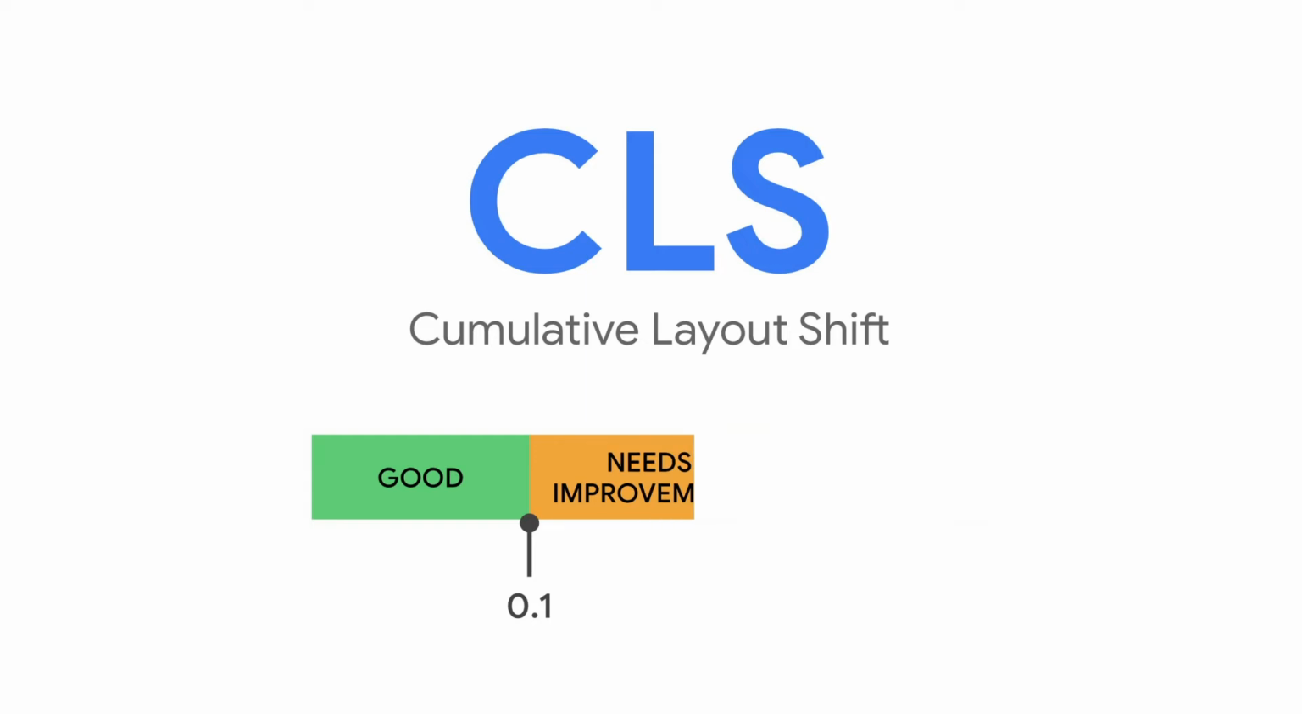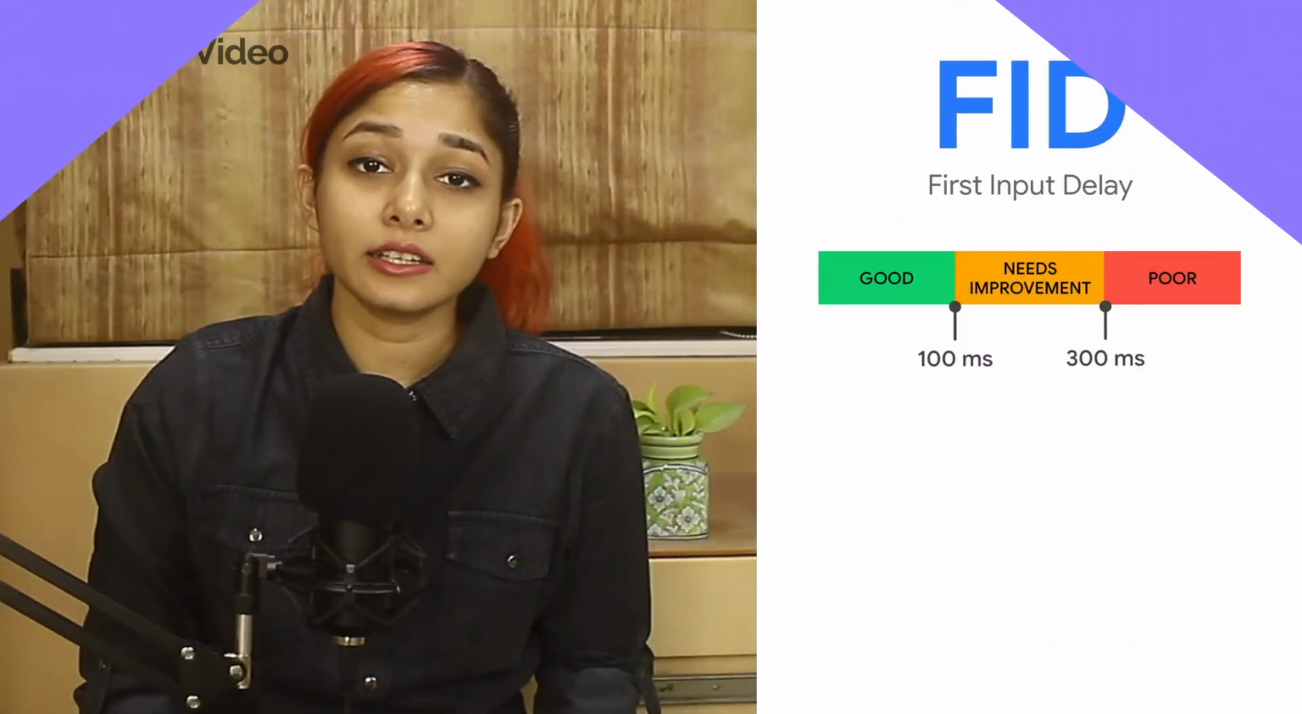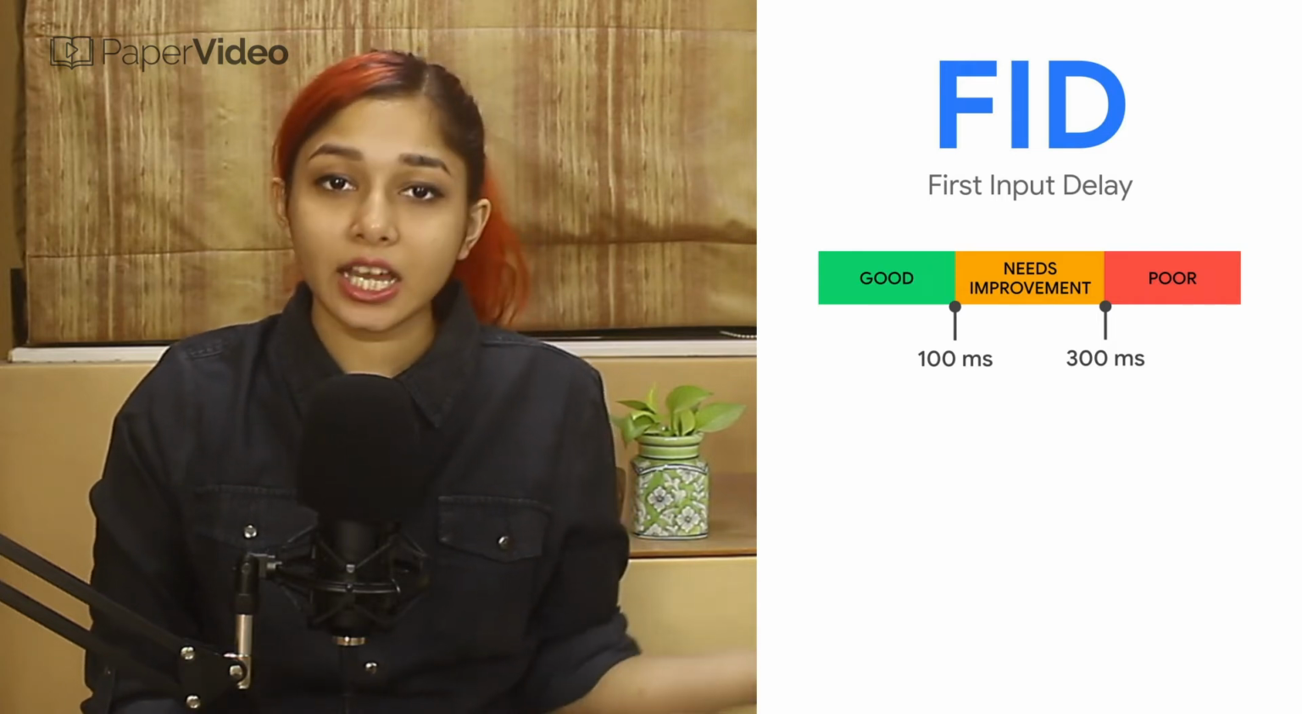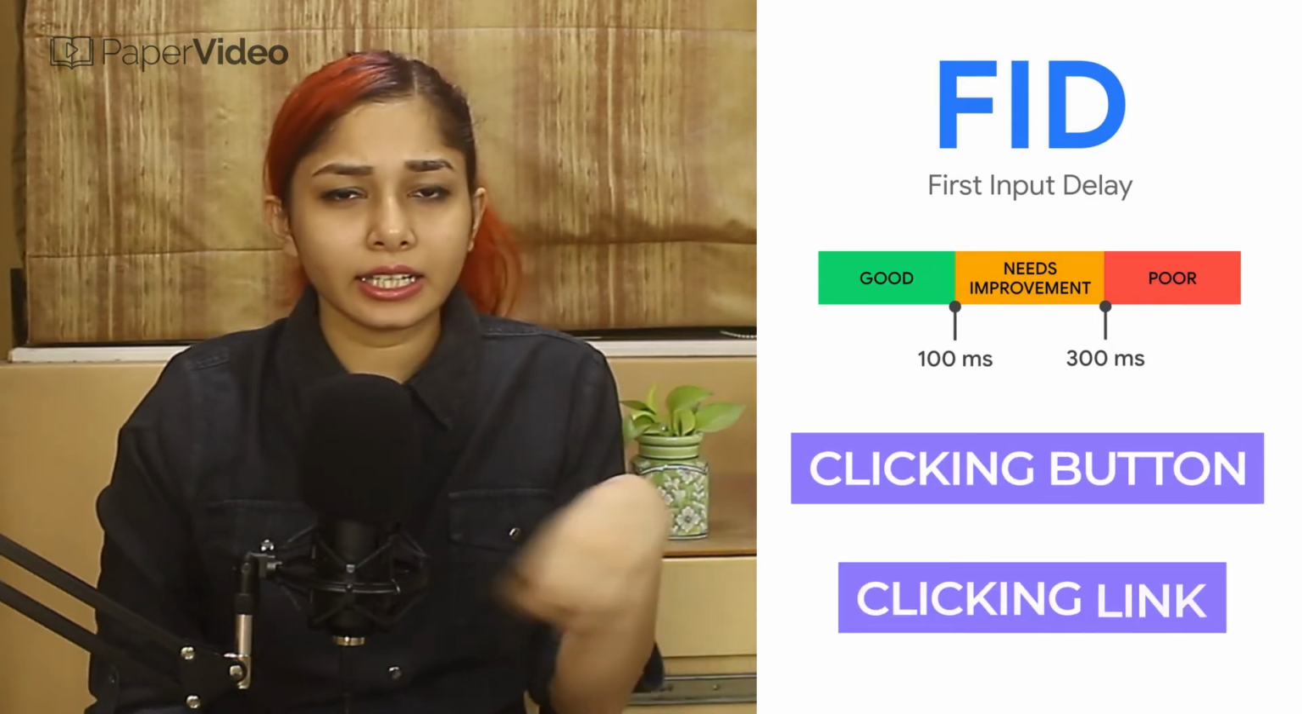If the CLS score is above 0.1 but below or equal to 0.25, it's okay but needs work. If it's above 0.25, then it really has a considerable layout shift, which is not at all good as per user experience. Lastly, first input delay is when the web page reacts to visitor action. This action includes clicking a button, clicking a link, etc.